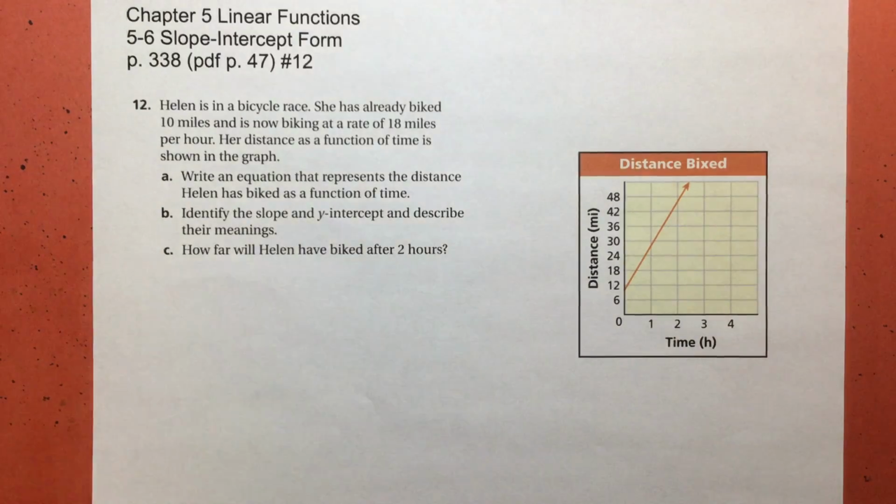Helen's in a bicycle race. She's already biked 10 miles, and she's now biking at a rate of 18 miles per hour. So her rate is now constant. They're throwing some calculus at you, but don't worry about that. Her distance as a function of time is shown in the graph. So let's talk about the graph.